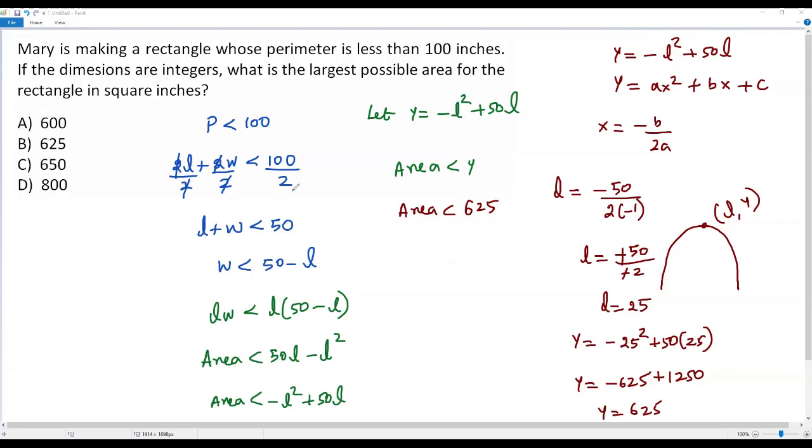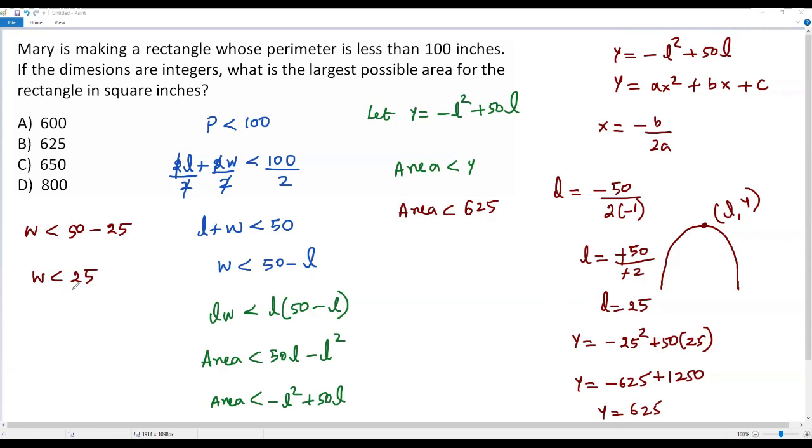But let's have a little more understanding on this one, because we have a condition, that is the dimensions are integers. Dimensions means the length and the width of the rectangle are integers. Here, from this calculation I already got the value of L, that is 25. So 25 is an integer. Now to get the value of W, I'm going to plug in this 25 for L in this inequality. So when I do so, I'm getting W less than 50 minus 25, which is just 25. So W has to be an integer and also it has to be less than 25.